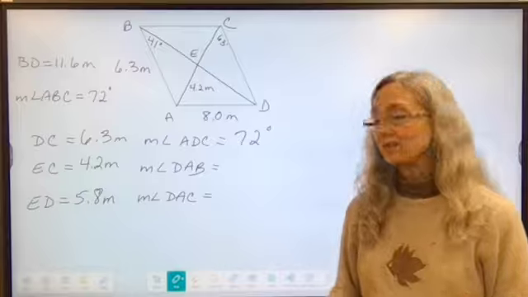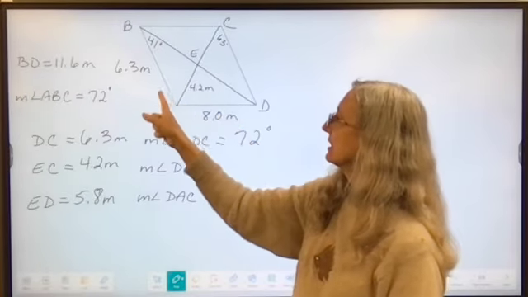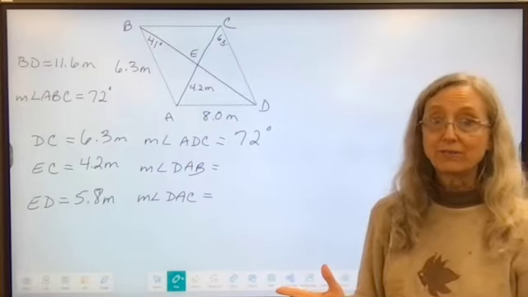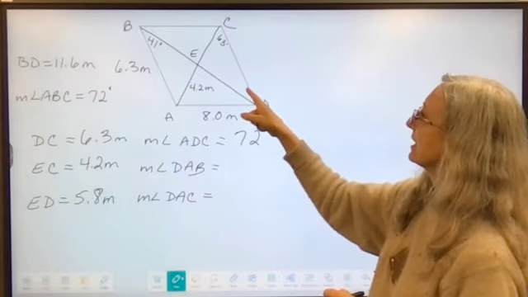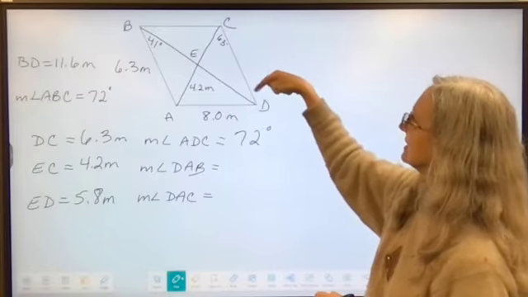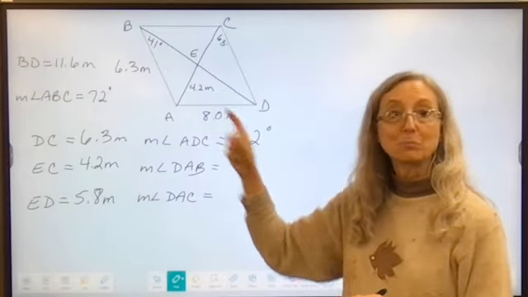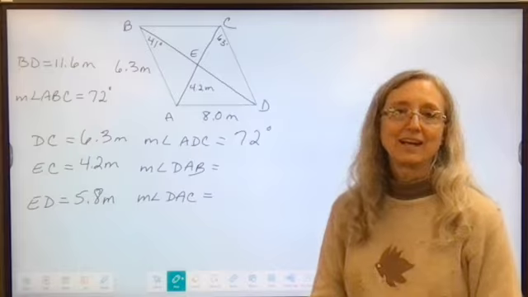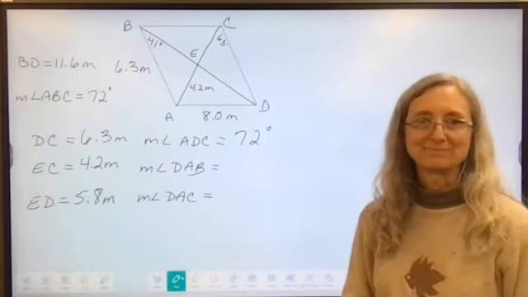Okay, the next angle I'm asked to find is angle DAB. DAB, that's this one here. And I don't have any information about that except I do know this angle. I just said that ADC is 72 and these two are supplementary. So I take 180, I subtract 72, and that's what this angle needs to be.